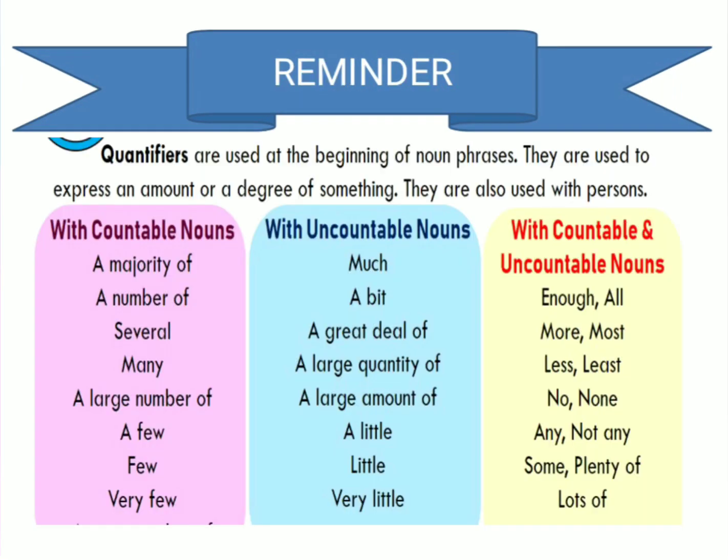The next slide is about quantifiers and their usage. Quantifiers are used at the beginning of the noun phrase. As I have already said, determiners are the ones used before nouns. So which words do we use with countable nouns, with uncountable nouns, and with both countable and uncountable nouns? You can see the table, read the table carefully.